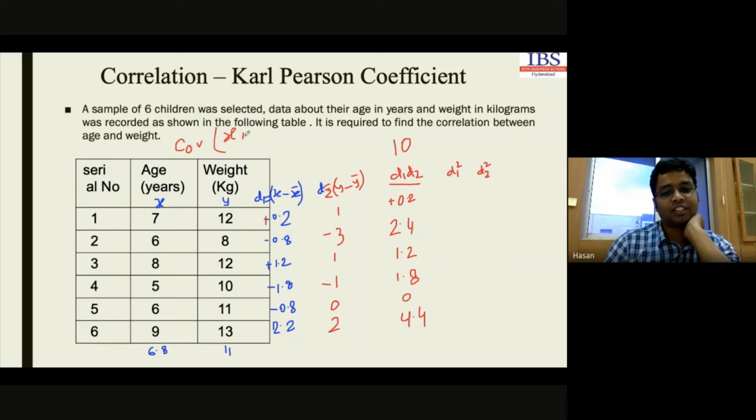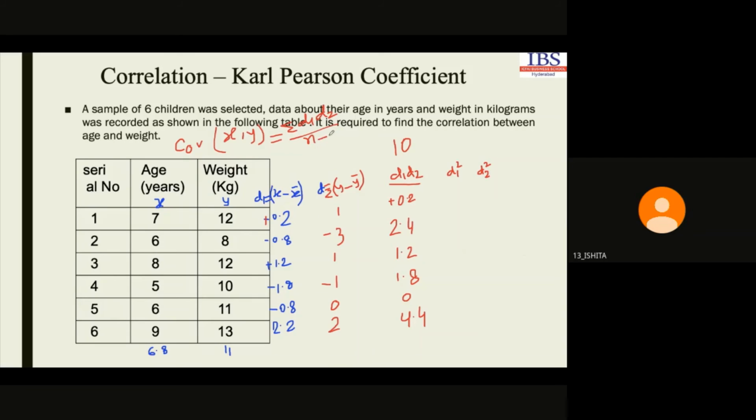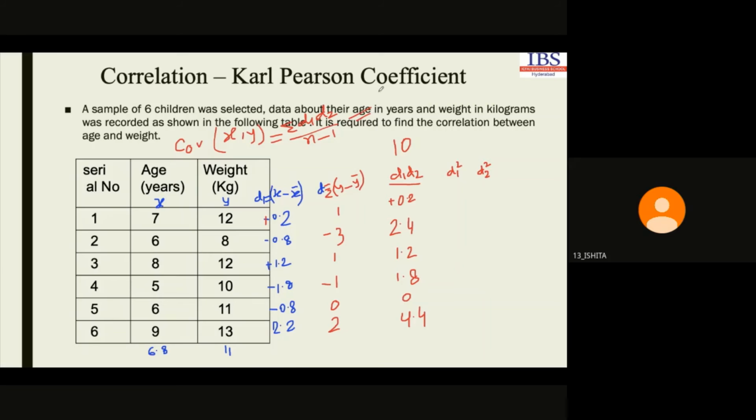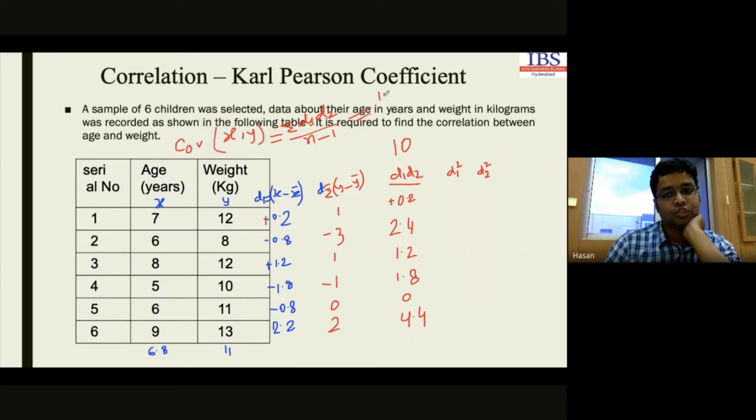Covariance of x and y, what will be the value? Summation of d1 d2 divided by n minus 1, right? Yes, sir. 10 by 5, which is 2. Good. So this is 2.